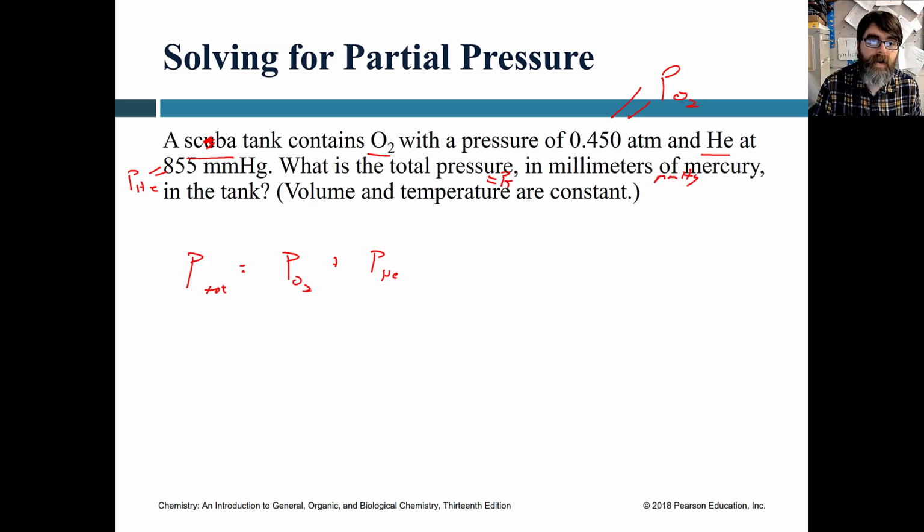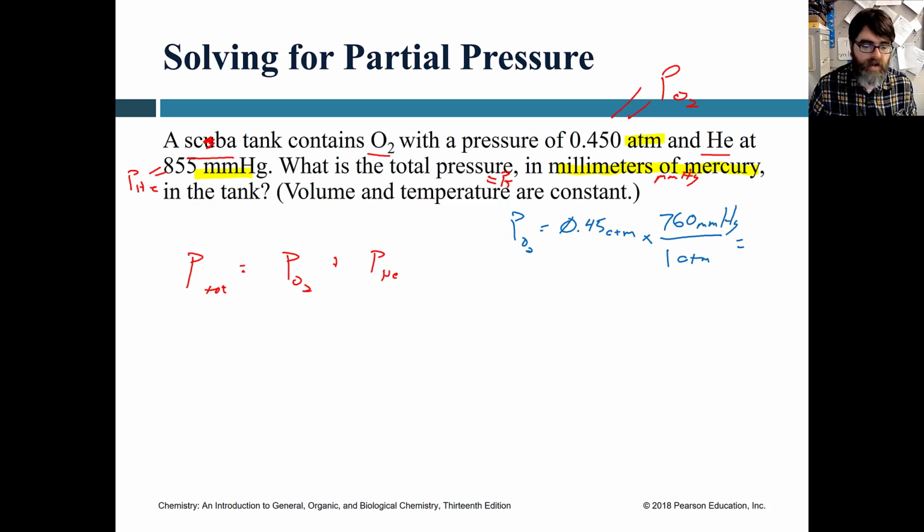Why did I say normally? Well, you'll notice that our units here don't match. We have millimeters of mercury and atmospheres, and we want the final answer to be in millimeters of mercury. I'm going to have to convert that pressure of O2 from atmospheres to millimeters of mercury. And we know that 1 atmosphere is 760 millimeters of mercury. And so that's going to give us 342 millimeters of mercury. Well, now we can plug that in here, 342 millimeters of mercury, and then we're going to add that to the pressure of the helium gas at 855 millimeters of mercury.